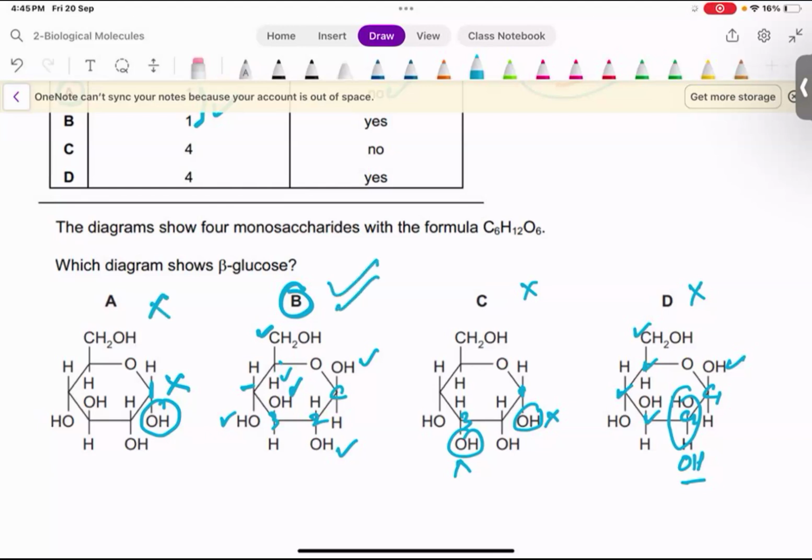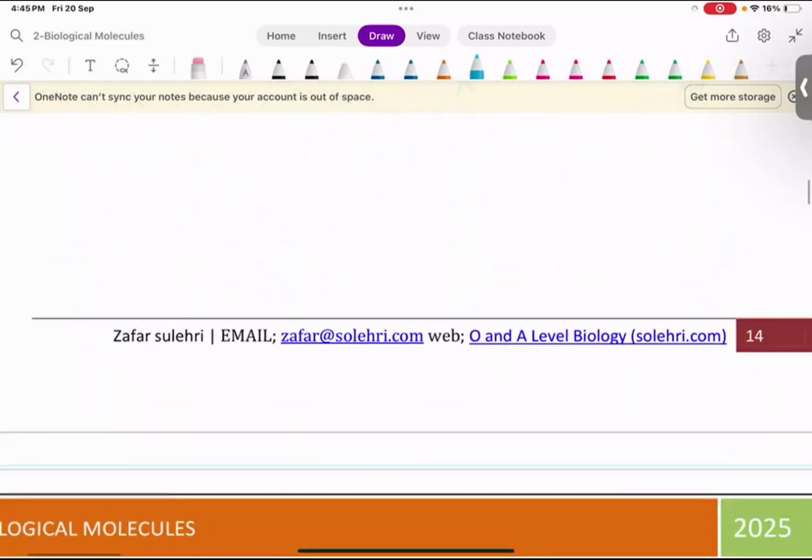Okay. You may be asked to draw these structures, or you may be asked to identify these structures. Of course, in MCQs you will be asked to identify, but in Paper 2 you may also be asked to draw.